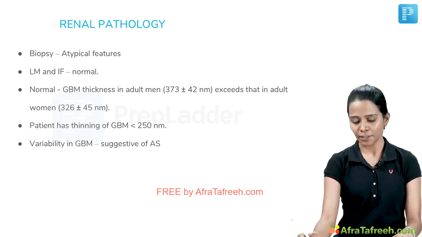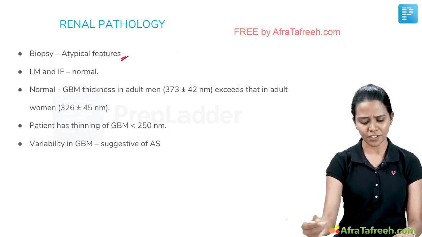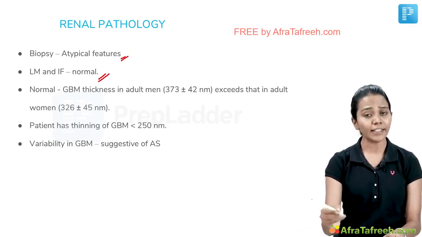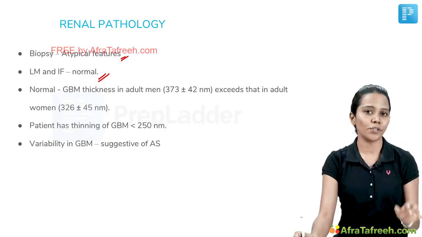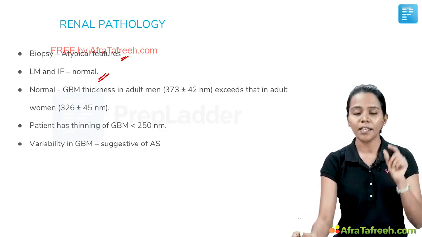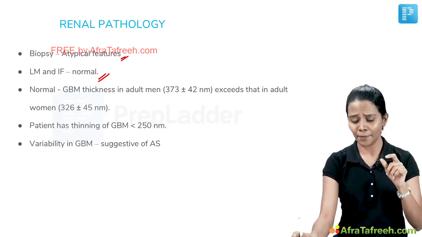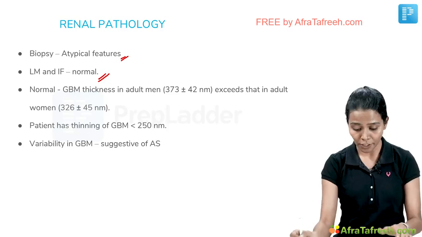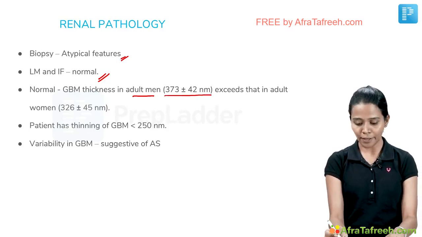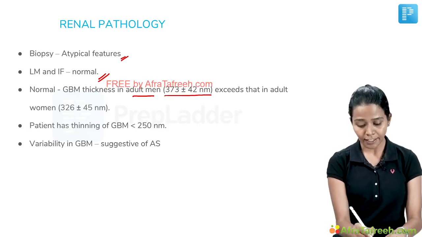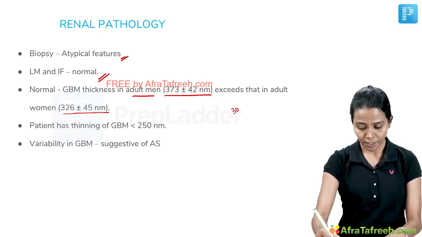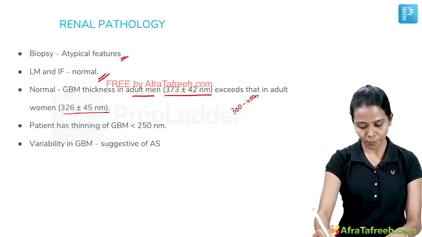Now coming to the renal pathology. Biopsy shows atypical features; mostly light microscopy and immunofluorescence are normal, and in electron microscopy the only thing that is going to help us is the thin basement membrane. So how do we define thin basement membrane? It is by the size of the basement membrane, so for that we should know what is normal. Normal in adult male is approximately 373 plus or minus 42 nanometer, and in women is 326 plus or minus 45. So normally it can range between 300 to 400 nanometer.